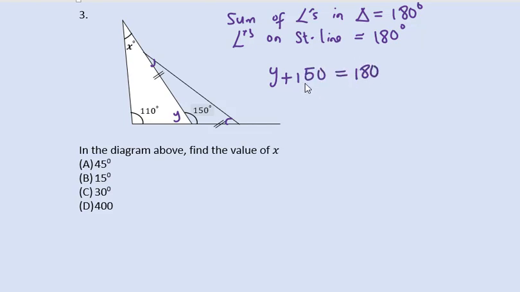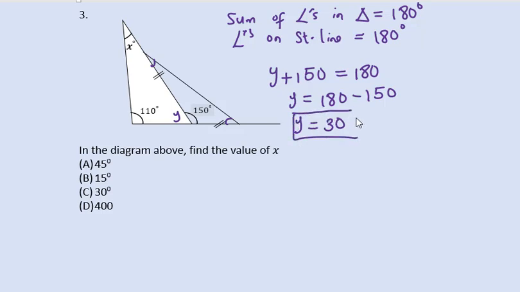You know why I'm saying 150? So from here, let's collect like terms. We have that y is equal to 180 minus 150, such that y gives me 180 minus 150, which should be 30, right? Okay, so 30. So I've solved for the value of y.